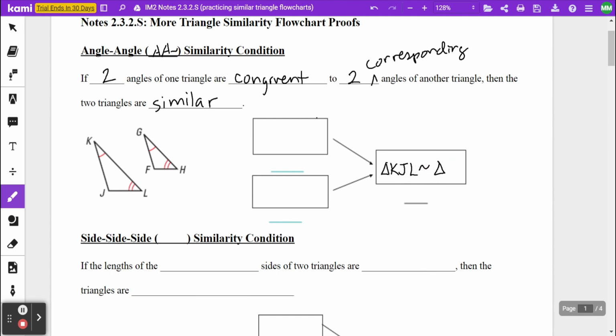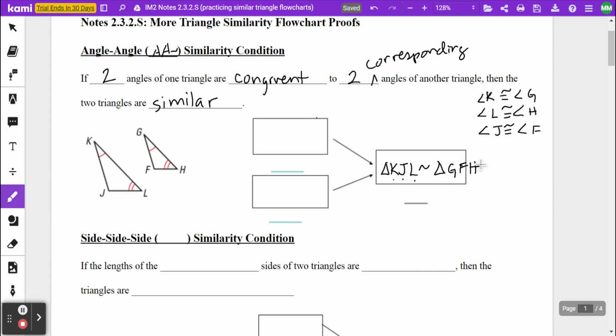Okay, I'm going to be really careful here. Angle K is congruent to angle G. Angle L is congruent to angle H. Angle J is congruent to angle F. This last thing's not given, but I'm just trying to make sure I write these in order. So if I start with K, I better have G here. If my next letter is J, I better have F here. If my next letter is L, I better have H here.